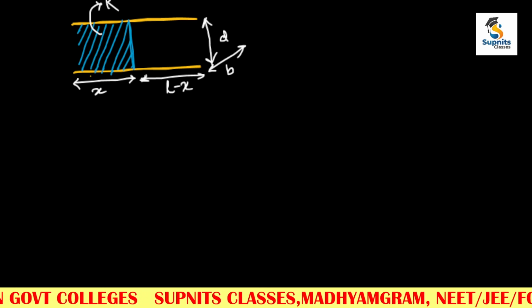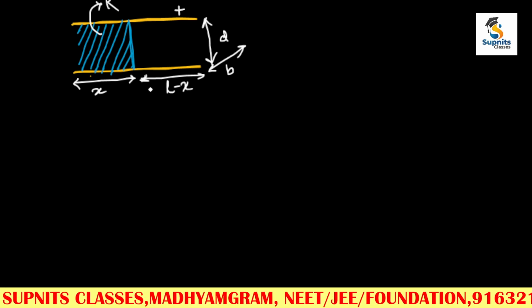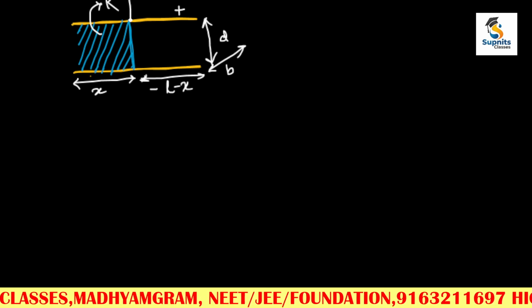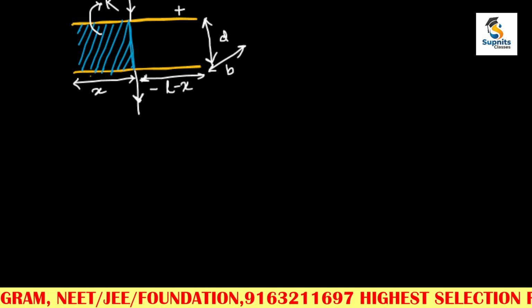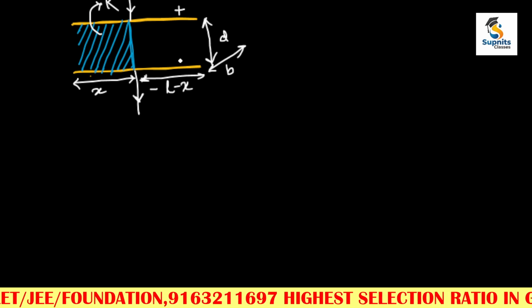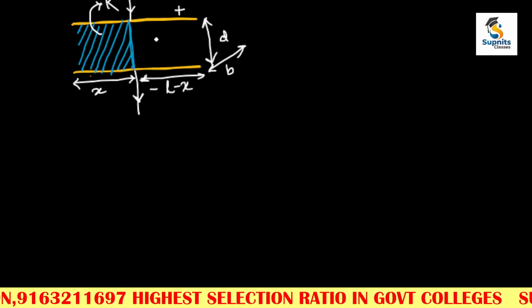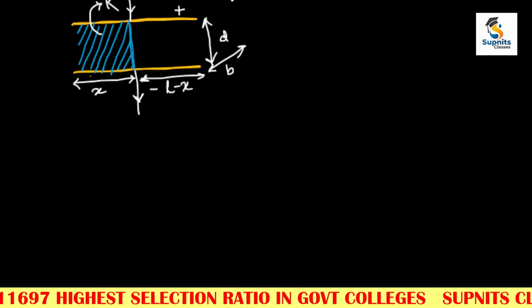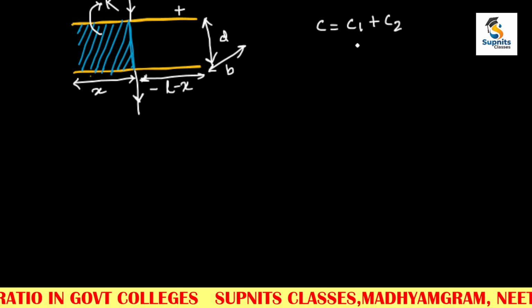So if this is the positive plate and if this is the negative plate, then the charge will be flowing in from this side and the charge will be going out from this side. So there will be a division of charges, and here the mediums of the dielectric are different, so it will act as a parallel combination of two capacitors. So in parallel combination we know C is equal to C1 plus C2.